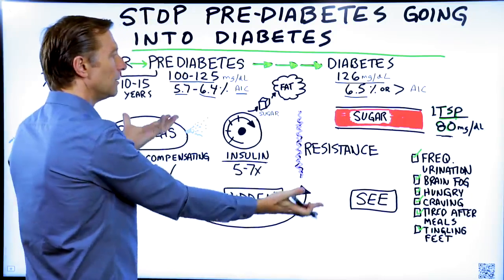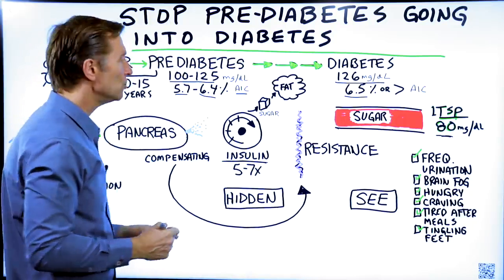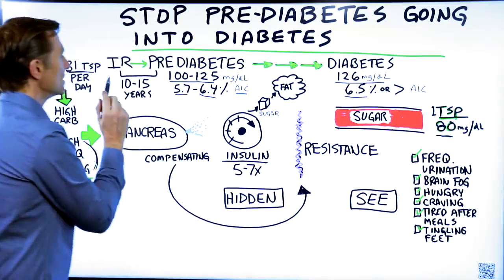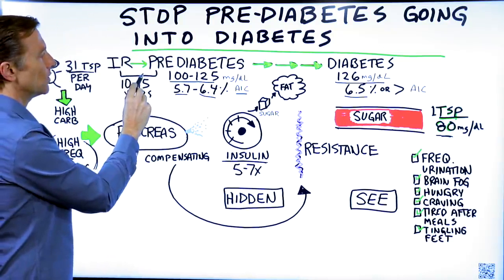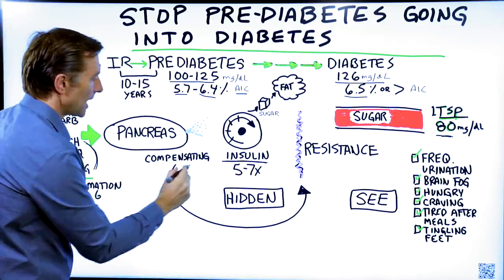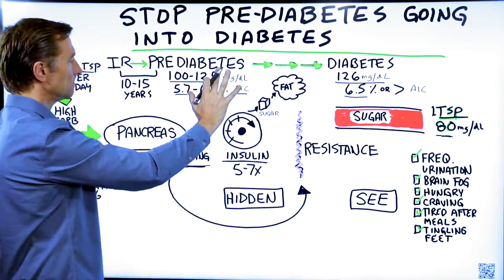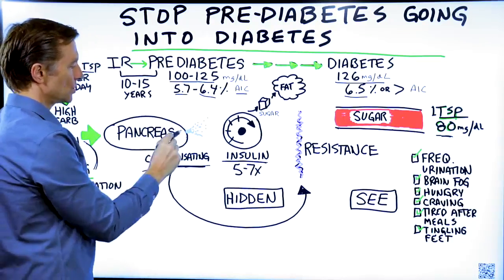And this whole game continues for a period of 10 to 15 years. So you may have insulin resistance for 10 to 15 years until all of a sudden this pancreas says, you know what? It's been compensating, it's been working hard to counter this problem to help you, but now it's exhausted.